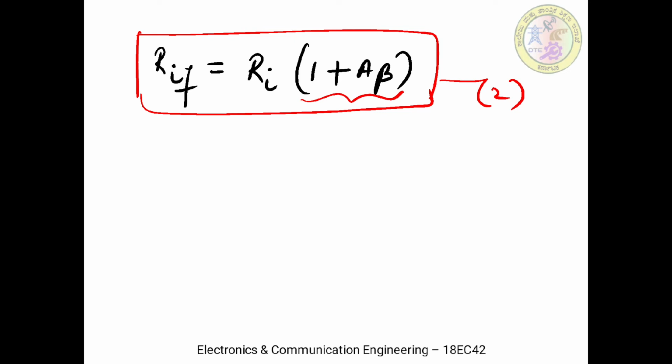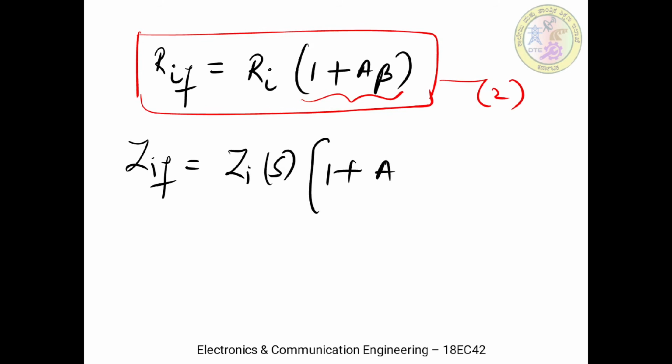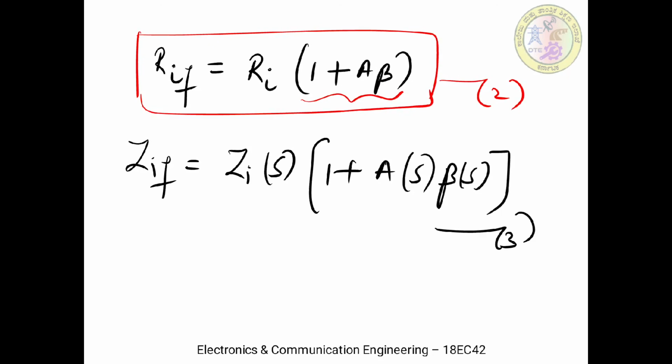Now in general, equation 2 can be written as ZIF equal to ZIS into 1 plus A of S into beta of S. This is the representation for input resistance in case of series shunt feedback. Similarly, we can find out the output resistance ROF.